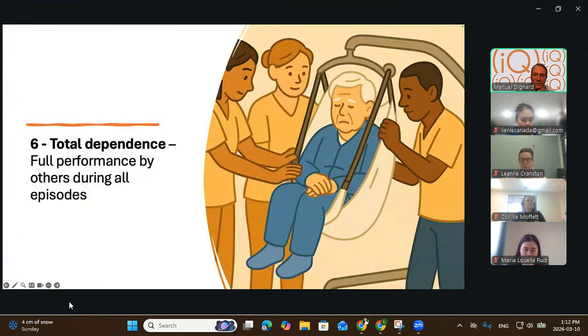And then total dependence, pretty straightforward. The resident did not participate at all in the activity. The staff did everything from beginning to end, so they're not participating. And that's the difference between maximal assistance and total dependence. Is the resident participating in any way or form?